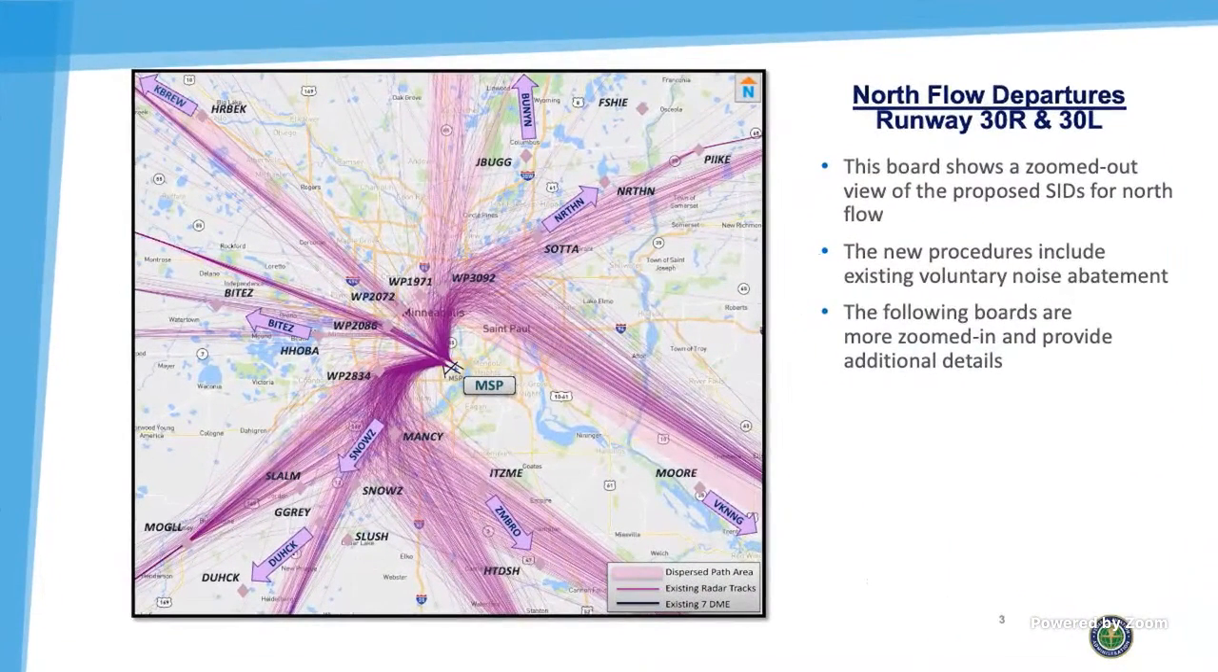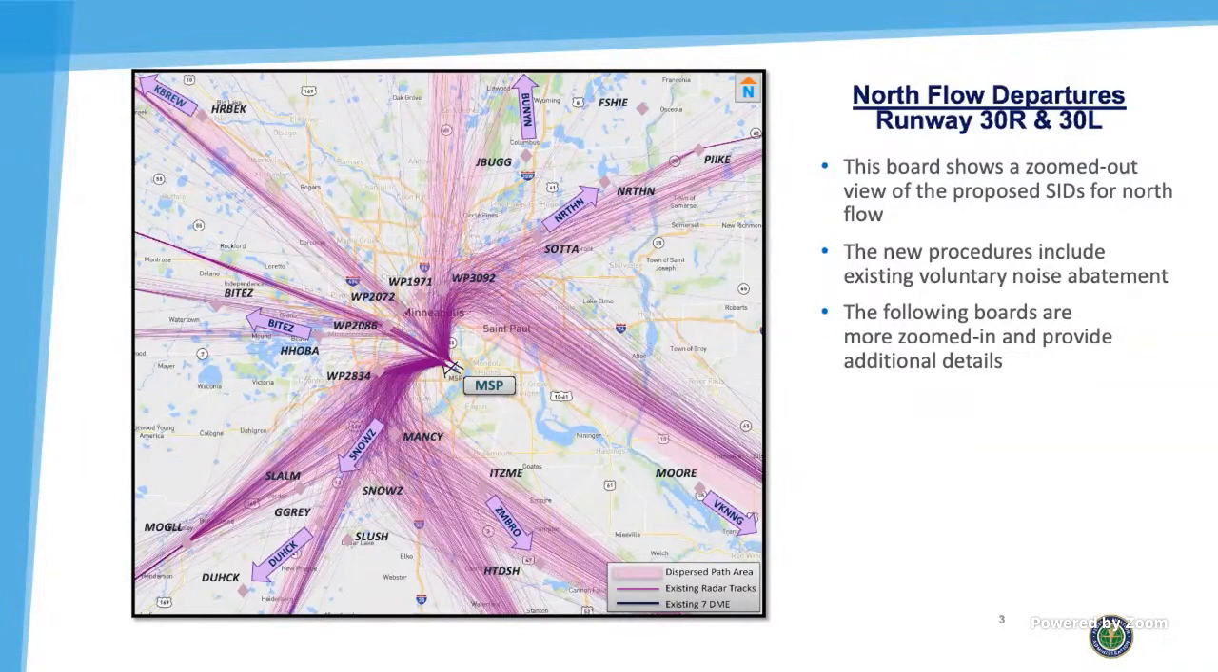These boards show the existing flight tracks in purple with the dispersion areas in pink. All aircraft are flying on a published departure procedure, or SID. These SIDs guide aircraft out of the Minneapolis area to join the en route airspace and ultimately head to their destination. This board provides a view of the broader metropolitan area. Following this board are more zoomed in boards providing additional details.